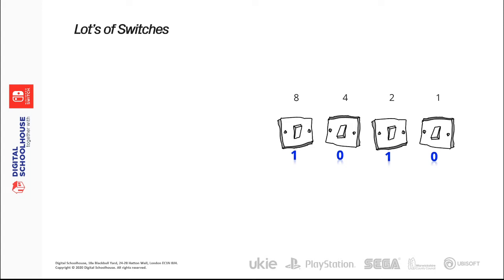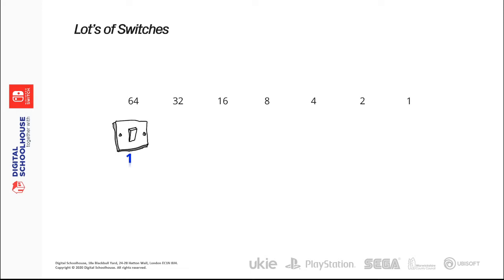So first of all, you need to do 8 plus 2, because that's the only places we've got 1s under the place value. So 8 plus 2 is 10. So 1010 is the number 10 in binary. And how about this one?